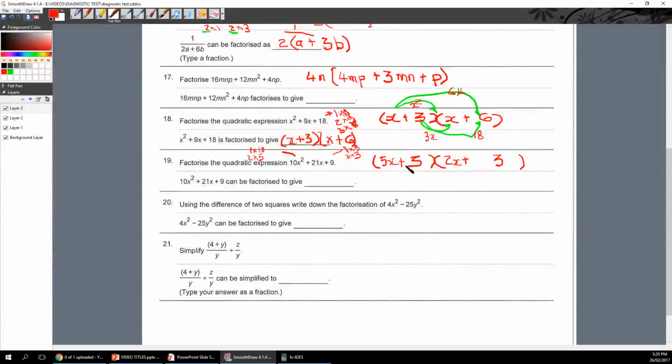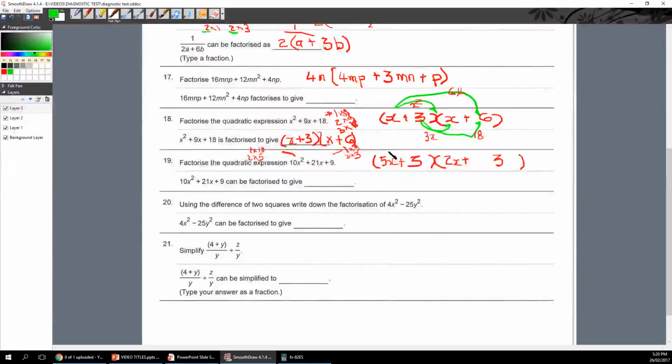Oh yeah, so I've got 10x squared. 3 times 2 is 6x. Oh, sorry, 10x squared plus 5 times 3 is 15x, plus 6x is 21x, plus 9. I might do this thing here because that was a little bit tricky.